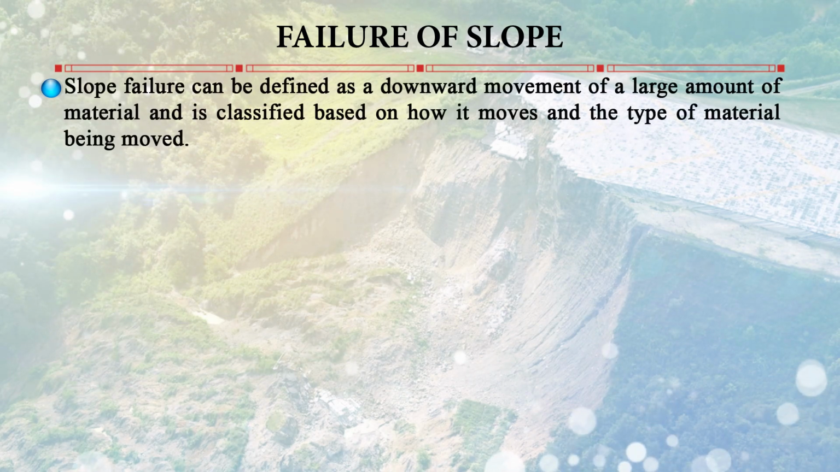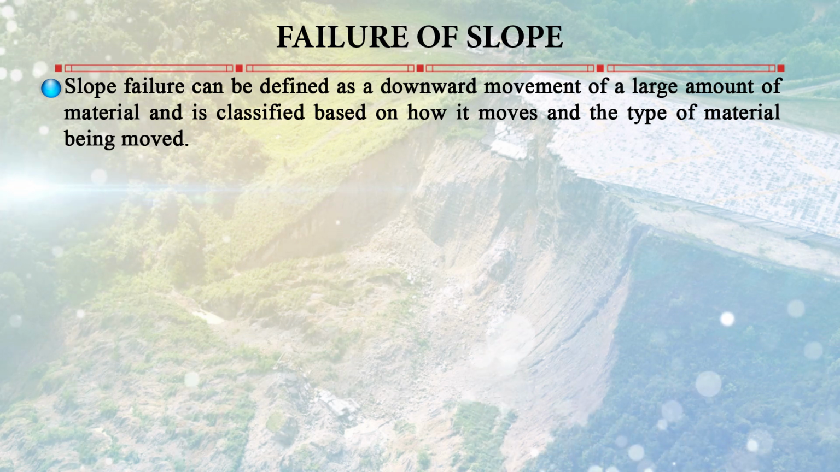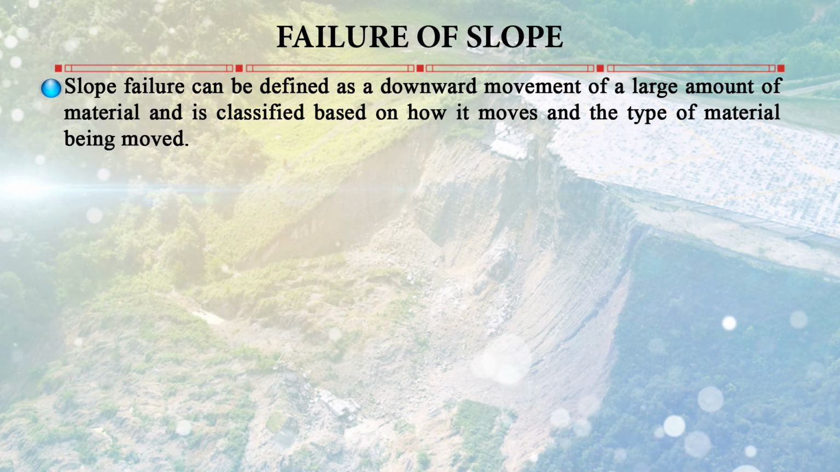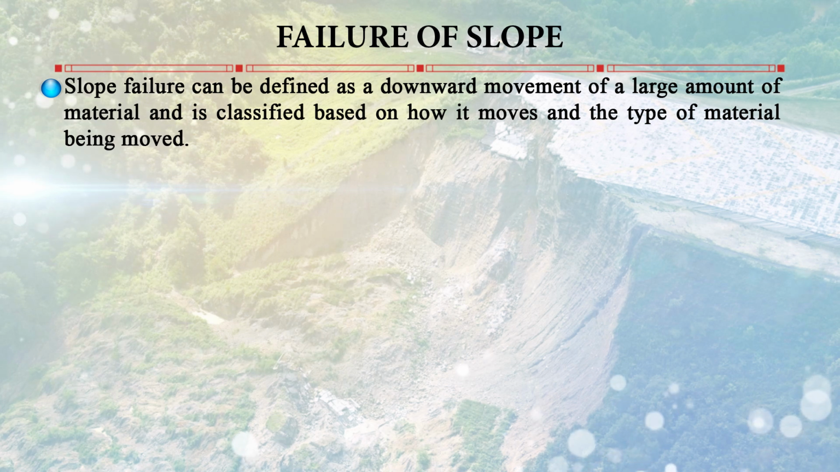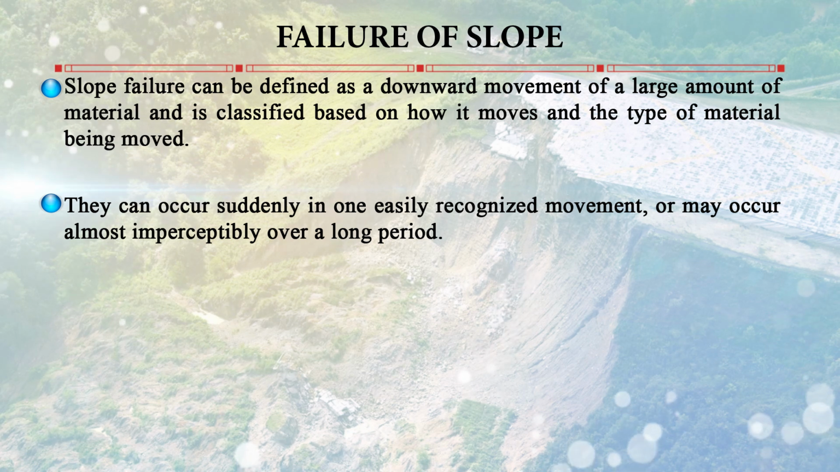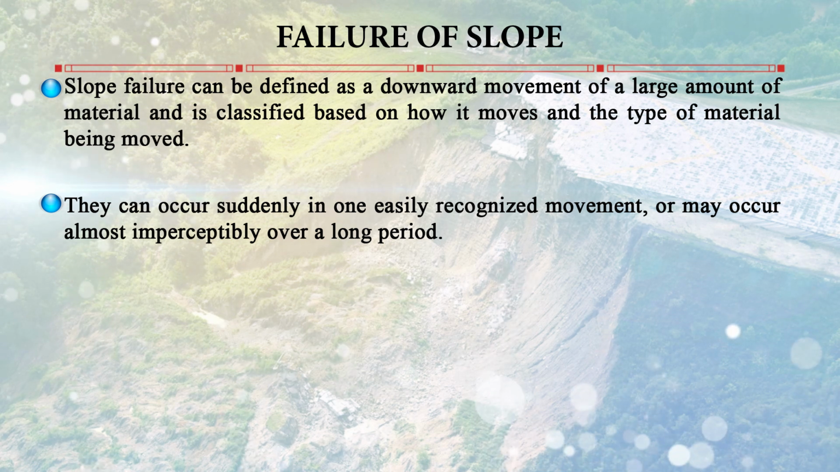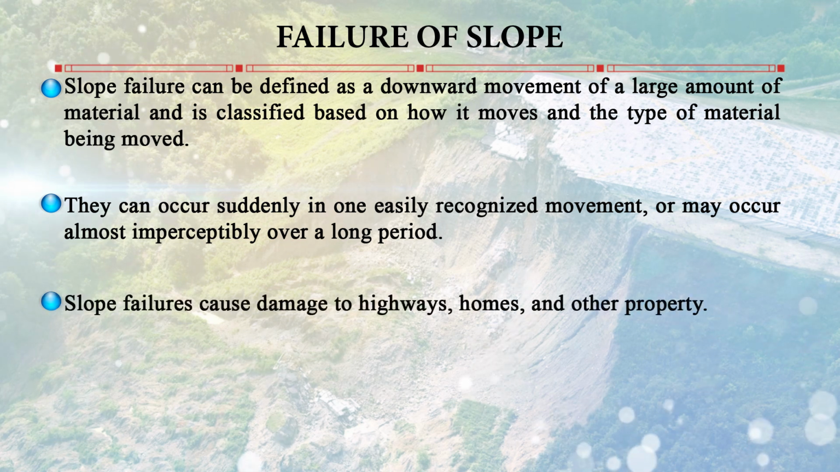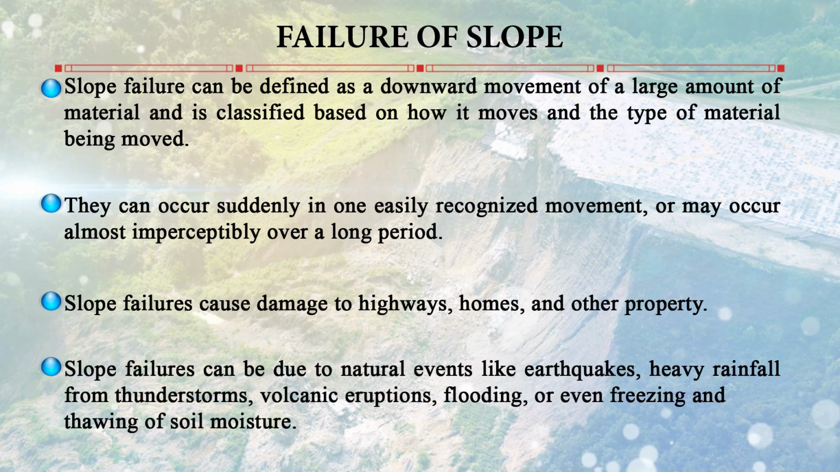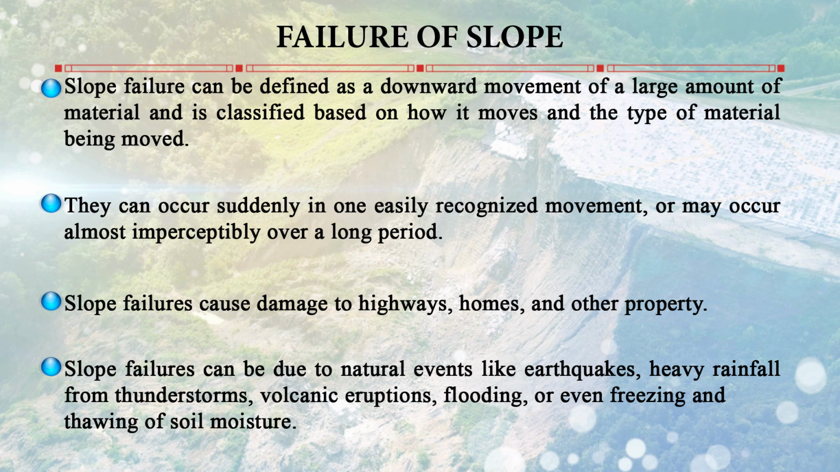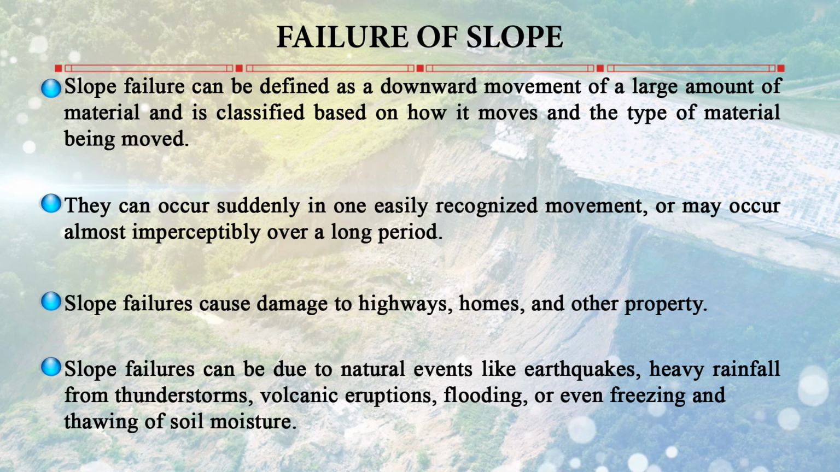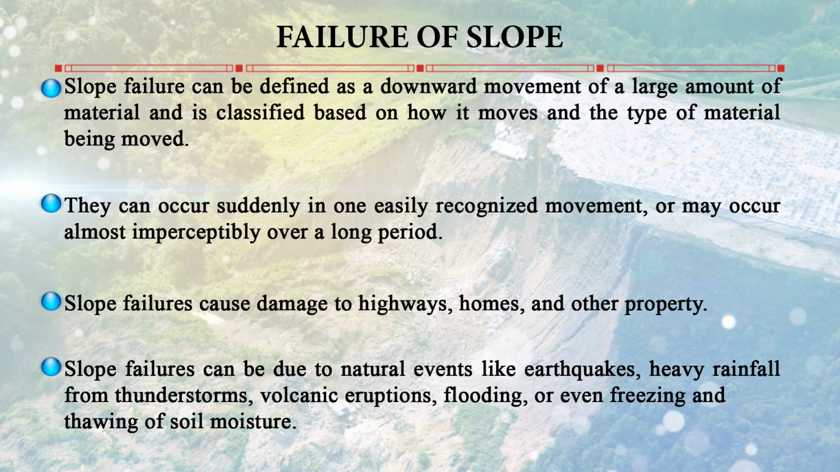Now, what is slope failure? Slope failure can be defined as the downward movement of a large amount of material and is classified on how it moves and the type of material. That means the manner of movement and the kind of material involved. They can occur suddenly in one moment, or it may take a long period for it to occur. Slope failures can damage highways, homes and other property. Slope failures can be due to natural events like earthquakes, heavy rainfall from thunderstorms, volcanic eruptions, floods, or even freeze and thaw of soil moisture.